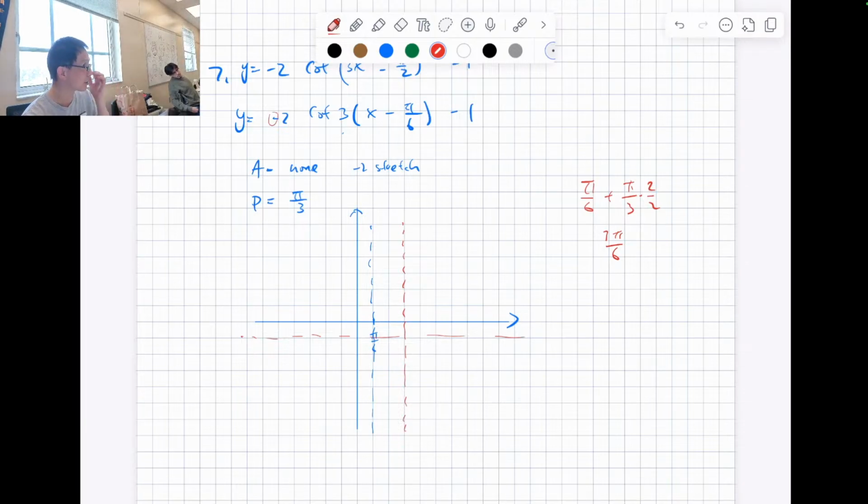If it's negative, it looks like tangent now. And the graph should be going 2 units here and 2 units here, so it should look like this. And that's one graph. If you want to find all the asymptotes, it's going to be pi over 6 plus n times pi over 3. And that's all the asymptotes.